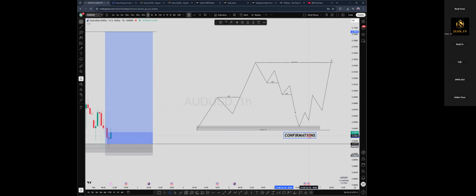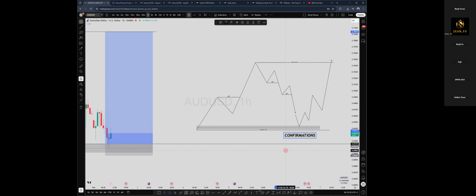Confirmation can be with the long. Confirmations can be CRT. Confirmations also can be bullish engulfing candles. Okay, all those. Then once we have the right confirmations, you get in, have your stop loss at a low, then put your TP at this week high.